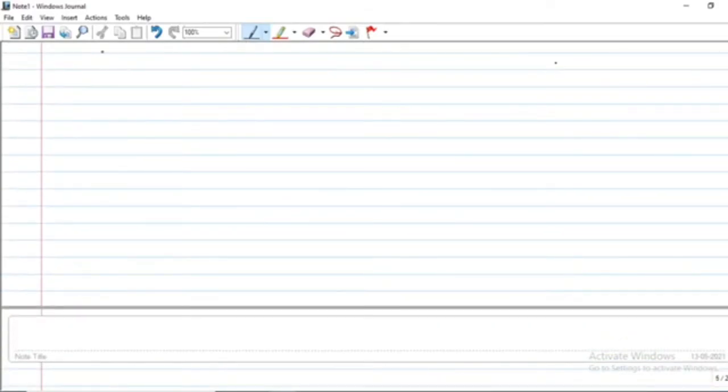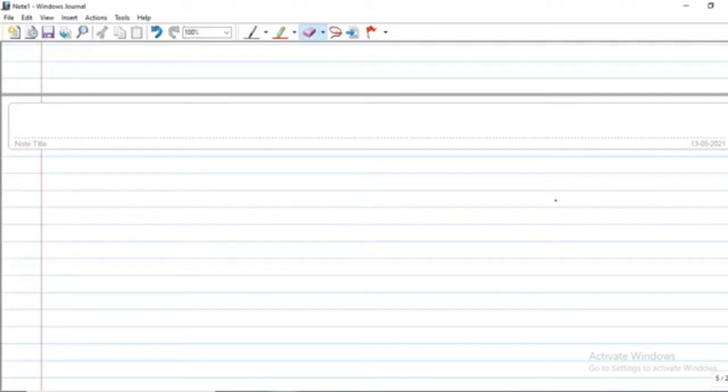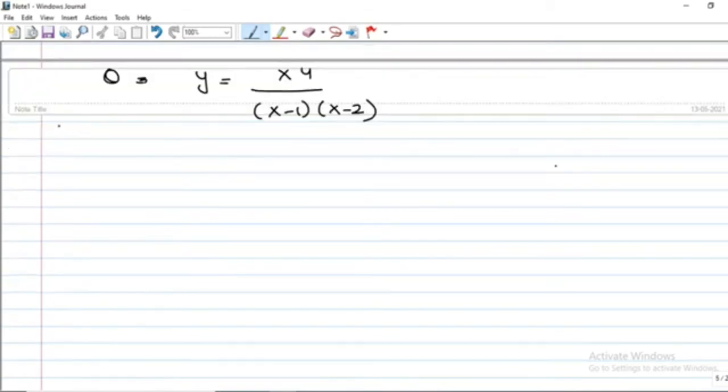So the next question is as follows. y equals x power 4 the whole upon (x - 1)(x - 2). Now how will we solve this? First you have to check whether it is a proper rational expression or not. We have to find its nth derivative. So it is an improper rational expression.